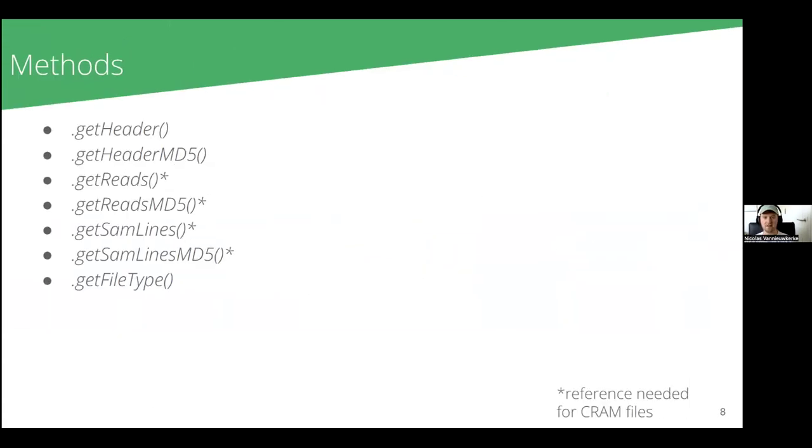These are the methods the plugin has for now. It has getHeader, which simply gets the header of the BAM, SAM, or CRAM file. You can also get the MD5 sum of the header. You can also get reads, which gets all the reads of the BAM, CRAM, and SAM files. For this one, you need to specify the reference for the CRAM files, otherwise the test will fail. You can also get the SAM lines, which are the full lines of the SAM, BAM, or CRAM file, and their MD5 counterpart. And you can also use a function to check which file type it is.